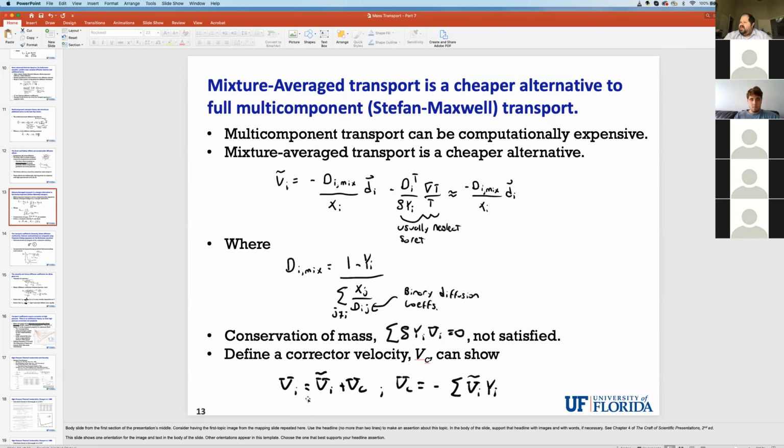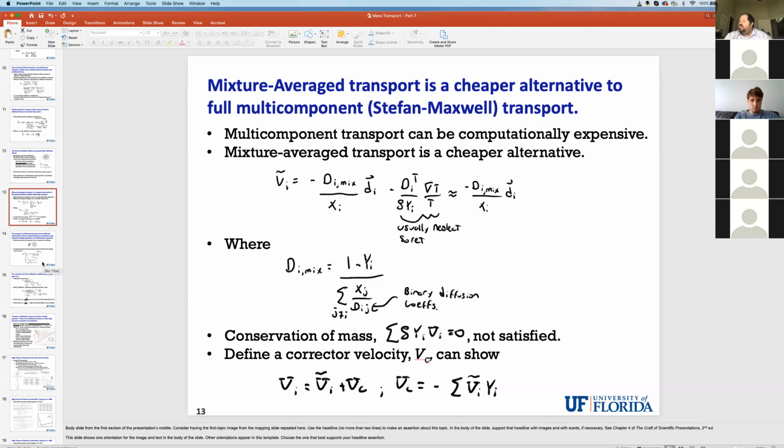And you have a transport expression here that is mass conservative, and it's also far simpler because the diffusion velocity here does not depend on the other diffusion velocities. And so it's explicit. You just need to compute the binary diffusion coefficients for all the species pairs. Then if you know the mass fraction and the mole fraction, you can compute D_i,mix. Then if you have D_i,mix, you can compute the diffusion potential, and then away you go. Okay, so it's explicit.